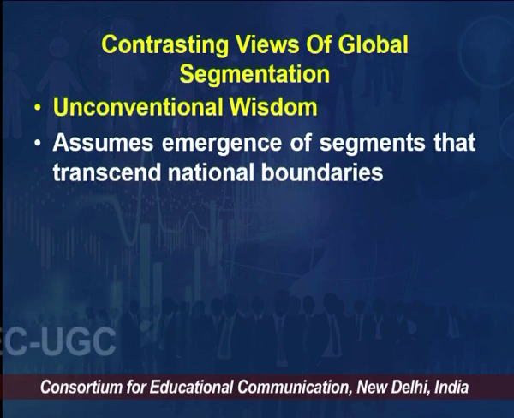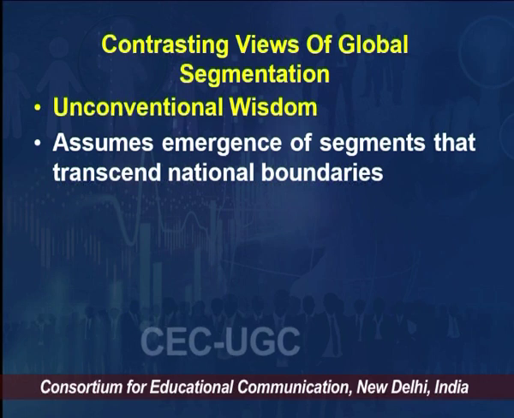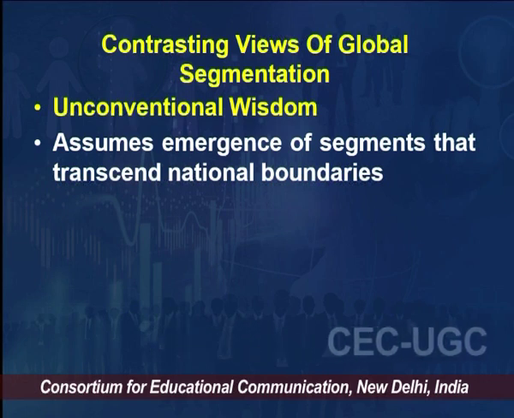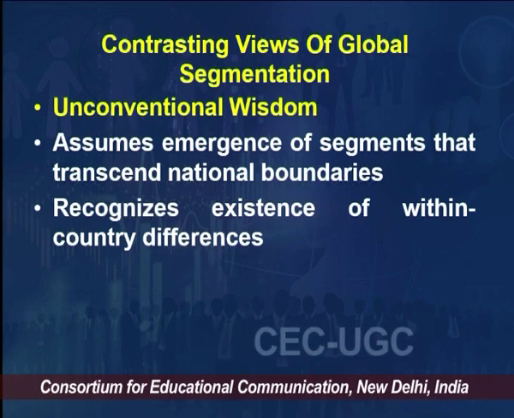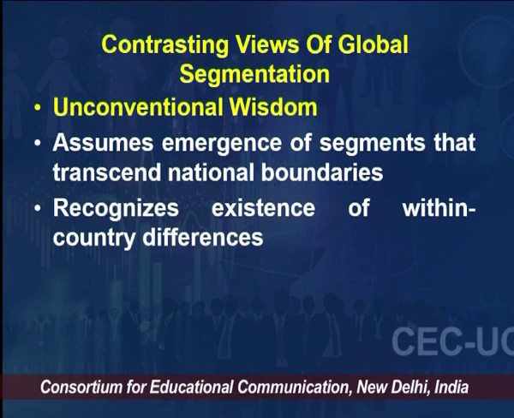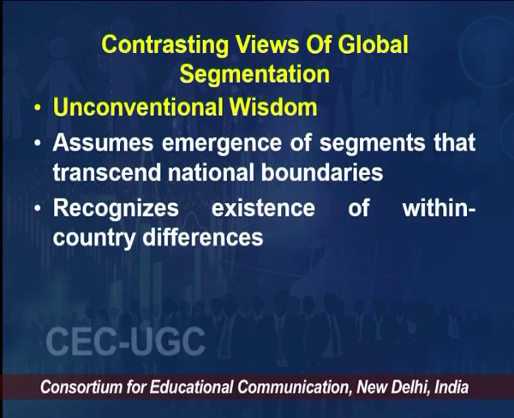If we move ahead to another assumption of unconventional wisdom in the corridors of views of global segmentation, it recognizes the existence of within-country differences. Suppose I take India as a country. Within the country also you have different subcultures, you have different dialects which are being used for communication. So it recognizes the existence of within-country differences as well, which was not present under the conventional wisdom on views of global segmentation.